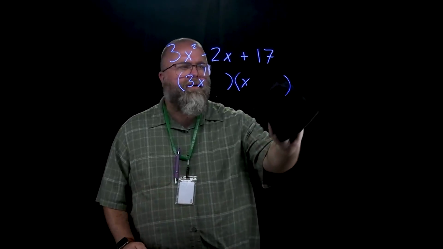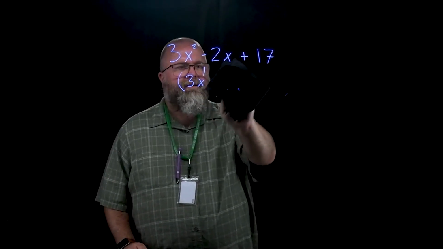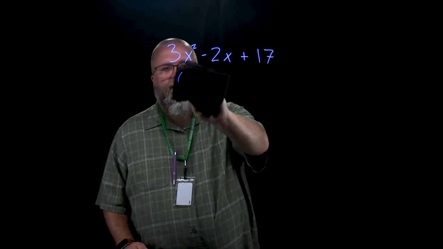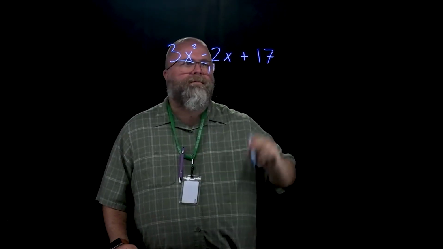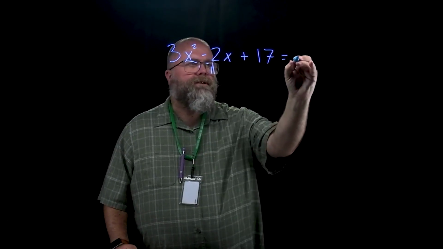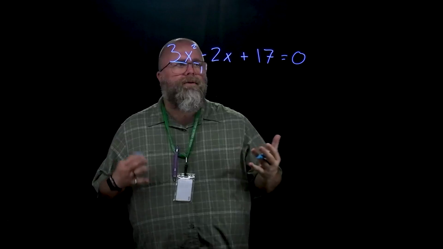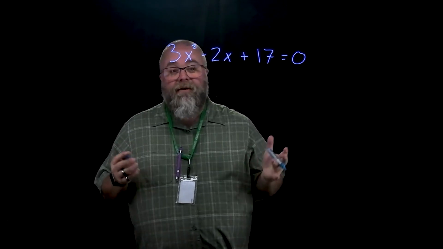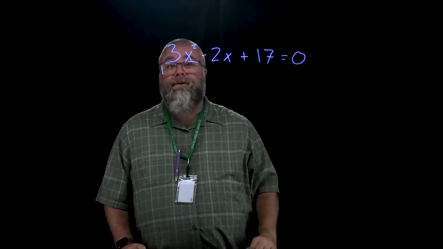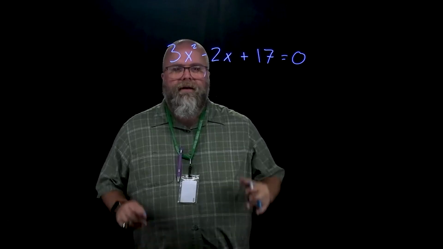So what we want to do with this type of problem is apply the quadratic formula, or once again, you can use completing the square. This is going to be set equal to 0. And I'll tell you right now that most students prefer the quadratic formula. So how do we use that?